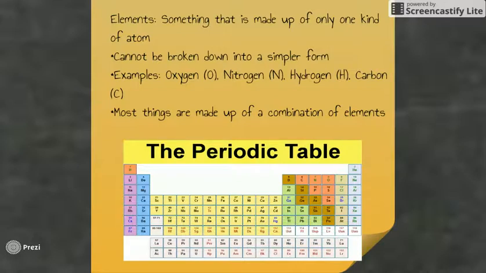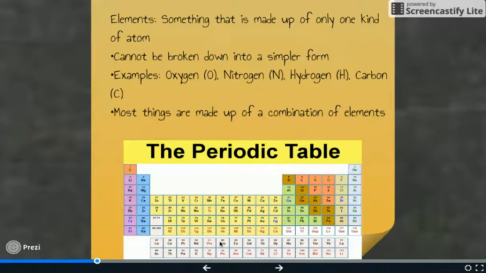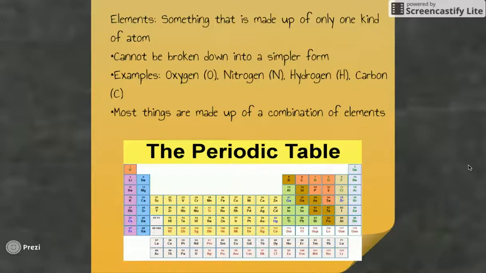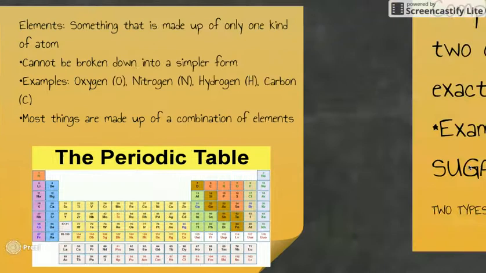You've probably seen a periodic table before. Here it is right here. But if not, this is simply a table that organizes the elements into groups based on certain characteristics. You will not have to memorize all of these elements right now, so don't worry.